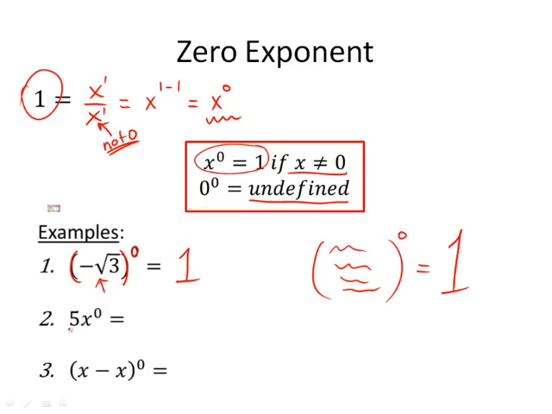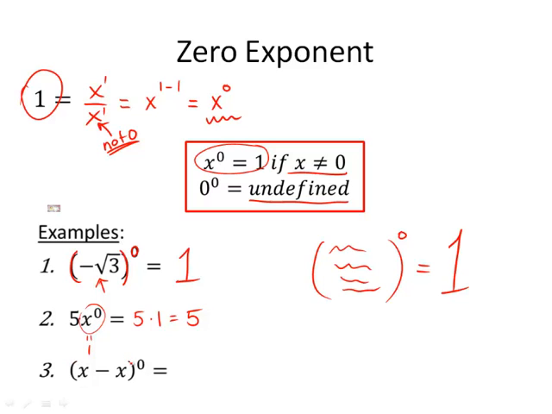However, let's take a look at this example. This 0 exponent is only applying to the x, meaning the 5 is still hanging out. So this is a times sign, and this component equals 1. Therefore, it's 5 times 1. Therefore, it's just a 5.